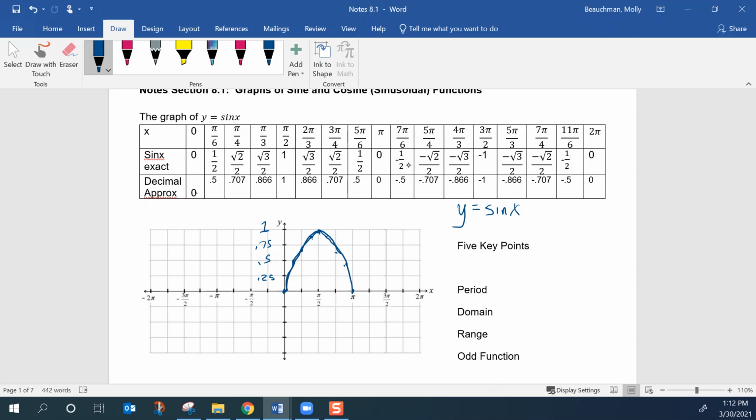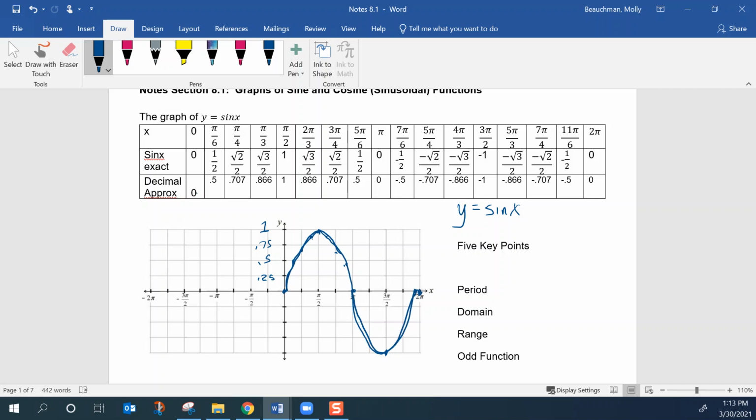Then notice at 7 pi over 6 through 2 pi, we are negative. So if we graph at 3 pi over 2, the value is negative 1. At 2 pi, we're back to 0. And it's symmetric to the first half of the sine function. So the sine function between 0 and 2 pi has this shape.